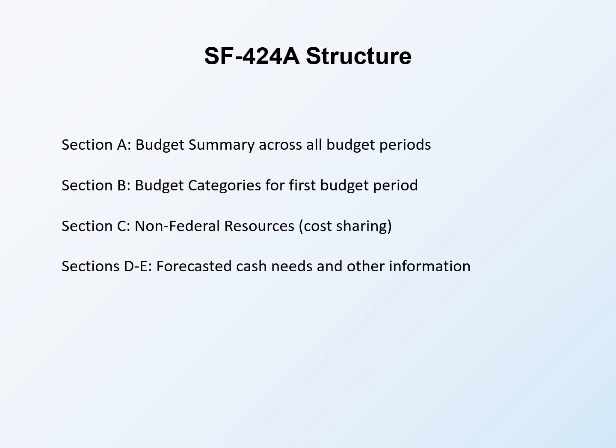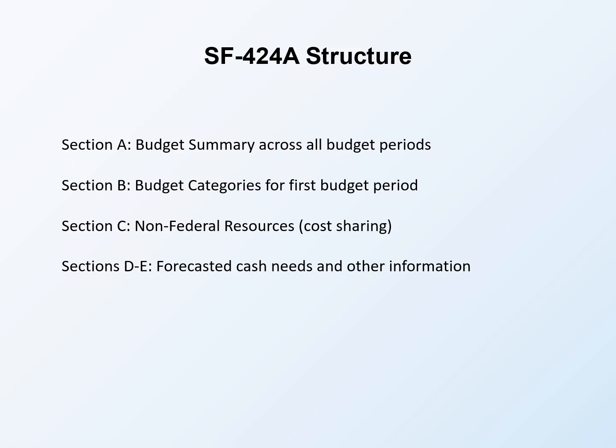Section A provides the budget summary across all budget periods. This section shows total federal request, total applicant matching funds, and total project costs across the entire project duration. Section A provides the high-level overview of your complete funding request. Section B details budget categories for the first budget period, typically year 1. Categories include personnel, fringe benefits, travel, equipment, supplies, contractual, construction, other, and indirect charges. Each category has a separate line, and Section B shows how first-year costs distribute across these categories.